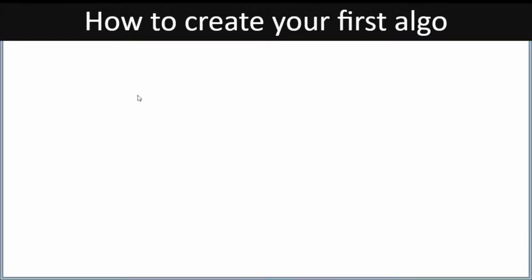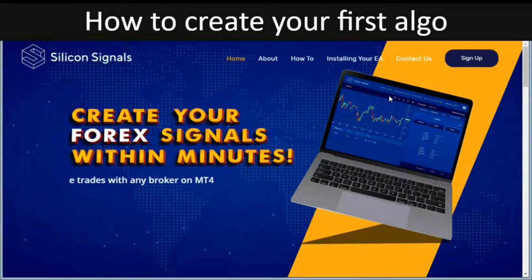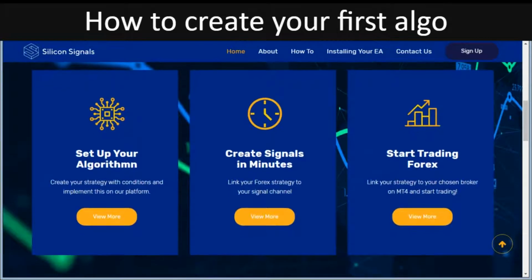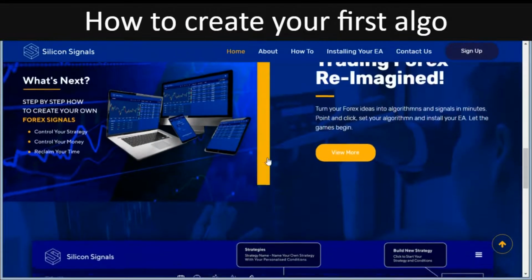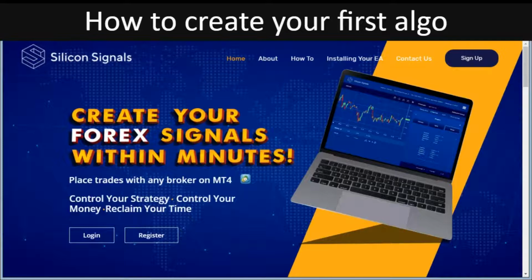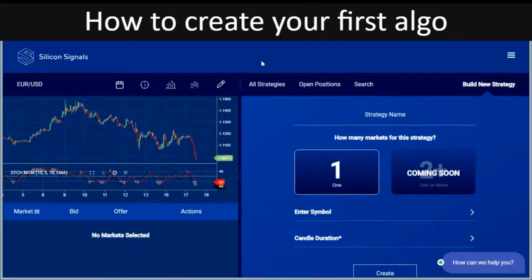So just quickly, I'll run over the home screen for you. We've got a couple of explainers of how to place your trades with any broker on MT4, and then some explainers of how to set up your algorithm, create signals in minutes, and also how to start trading. There's also a lot of material further on in the website if you'd like to have a quick and brief read of that, but let's kick on with how to create your first strategy.